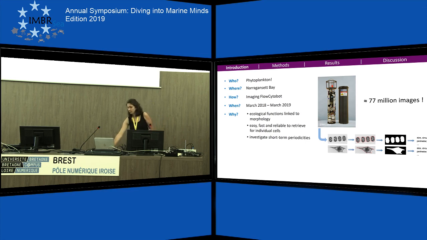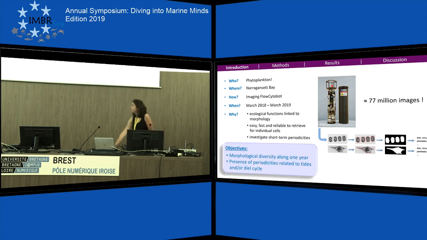And this device takes phytoplankton cells from 5 to 150 microns, and it gives a sample each 20 minutes. So that's a very high frequency, and we can look into very short-term periodicities at the daily scale. As I mentioned, the two objectives of my study were to look into the morphological diversity variations along the year in this shallow estuary, and to see if there were or not periodicities related to tides and to the diel cycle of the light.